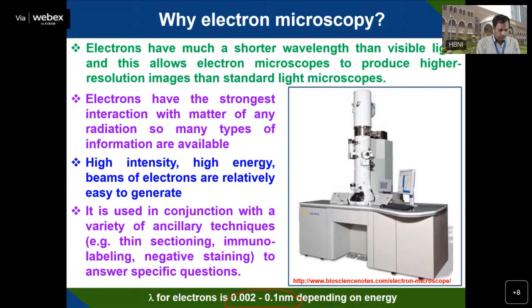Say, the optical microscope is able to see only the optical structure, that is, the topographic image. But with the electron microscope, for example in the scanning electron microscope, we are able to do composition analysis by using how X-rays are produced, with the EDAX facility, energy dispersive X-ray. You can also use that facility in the TEM, the transmission electron microscope. It is used in conjunction with a variety of ancillary techniques: thin sectioning is possible, immunolabeling, and negative staining. Those things make it possible to answer specific questions.